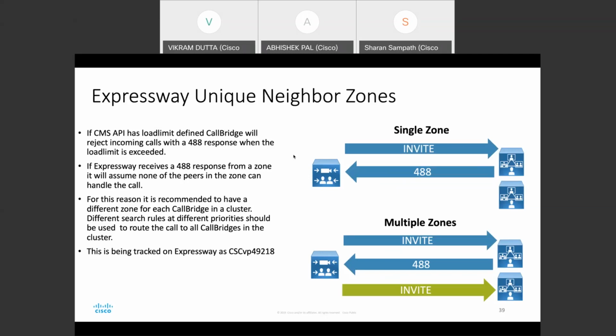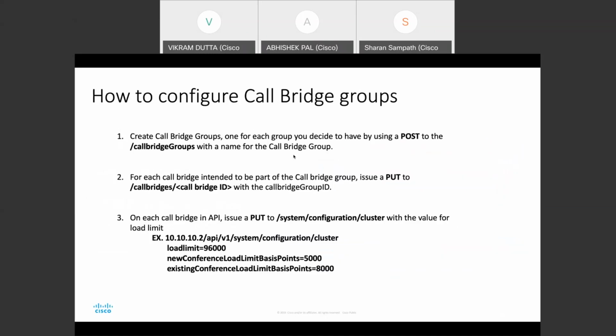However, in order to avoid that, it is recommended to have a different zone created for each call bridge, and the search rules created with different priorities so that the call can be appropriately routed via the call bridge cluster, and load balancing can be done effectively. So expressway can also do load balancing from 2.4 onwards, and call manager also can help you do call bridge grouping. Now, how to configure a call bridge group?